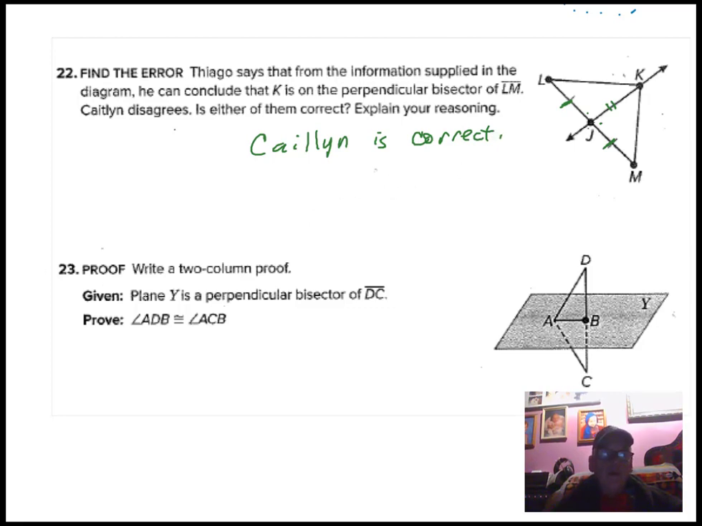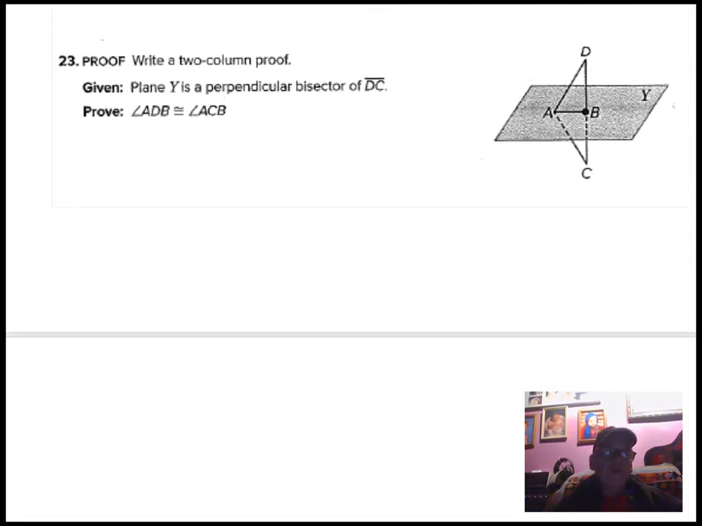So the next one, we want to write a two-column proof. So let's see what the pattern would be with this. Plane Y is a perpendicular bisector that's going to make these right angles. And AB is going to be a perpendicular bisector, which means that A is going to be equidistant from D and C. That gives us the hypotenuse of this right triangle.